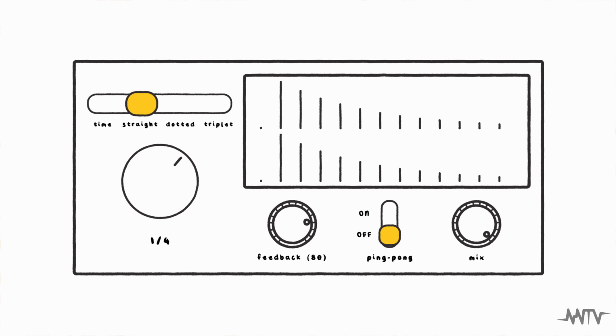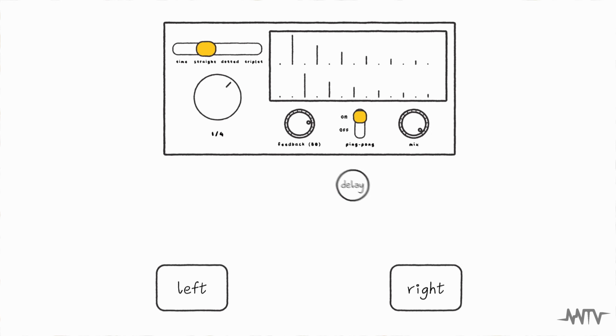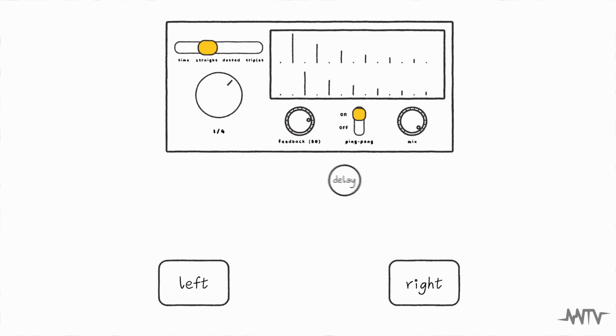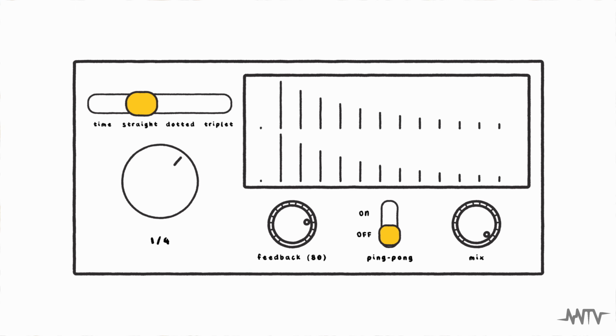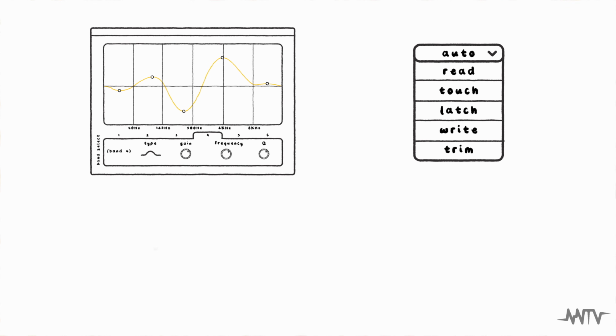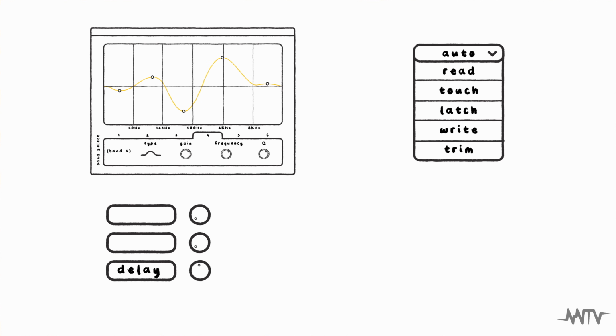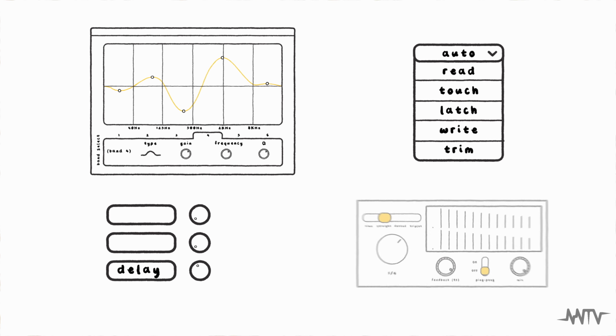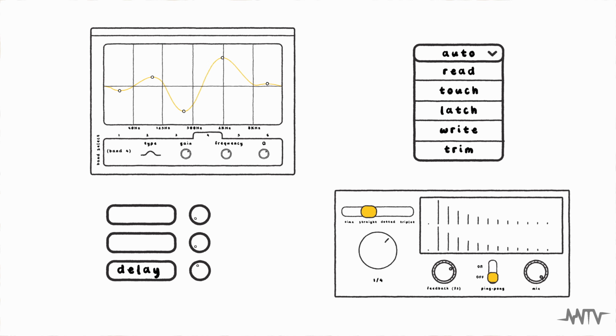Many delays also have a ping-pong setting, which will bounce alternating delays between the left and right stereo channels. When applying delay effects, especially with high feedback values, it can be easy to overcrowd your mix, so it may be necessary to use EQ, automation, change the amount of signal that you're sending to the delay aux track, or the feedback level to compensate.